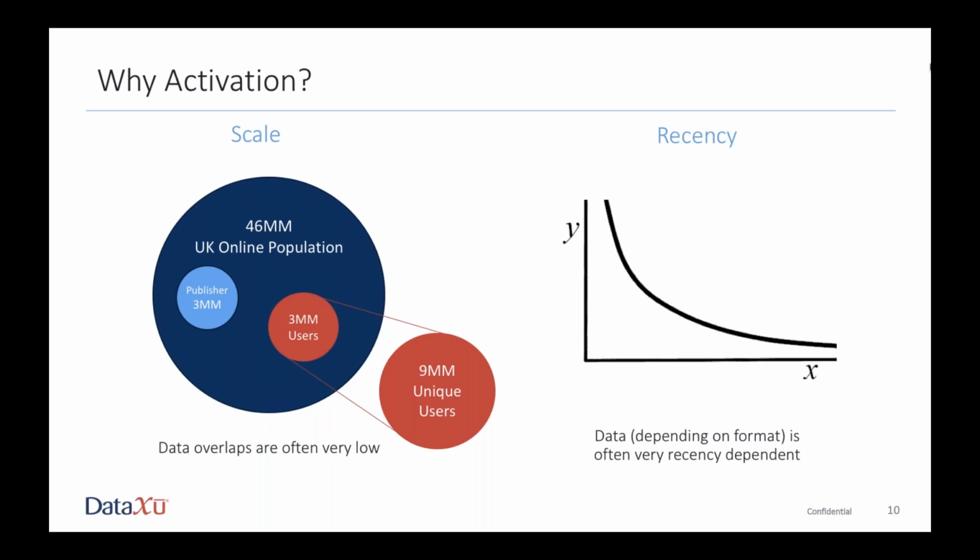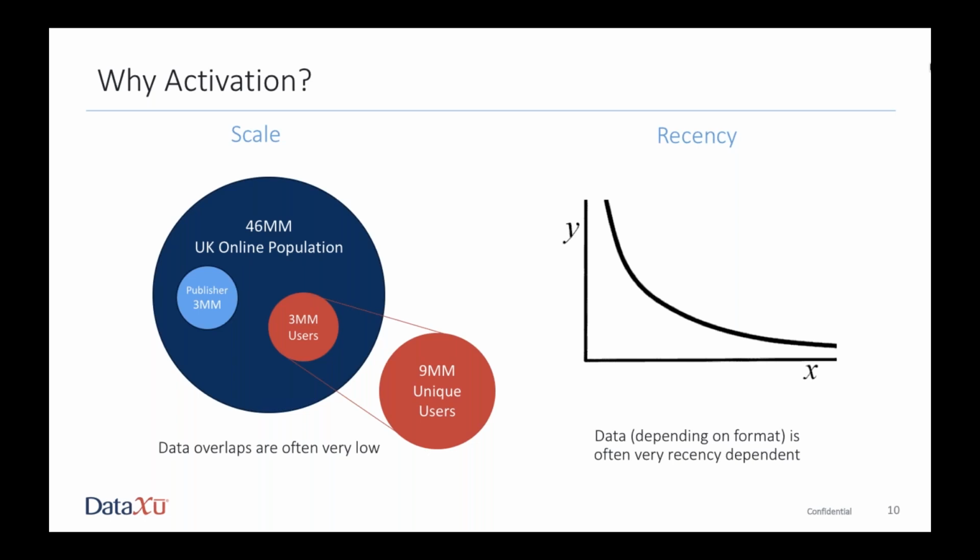Secondly, I've illustrated an example where there's a segment of 3 million users you're trying to activate on a publisher that has an audience of 3 million users. I've just used these figures because they're convenient. But this example shows that you really need to look at your data in the context of the market you're trying to activate it in. 3 million is a big number, but when you overlap it against another group of 3 million, the expected overlap is only about 200,000 users. So you may be sitting there with a segment of 3 million users, but actually only able to activate or reach 200,000 of them, because you're dealing with this in the context of a wider population.